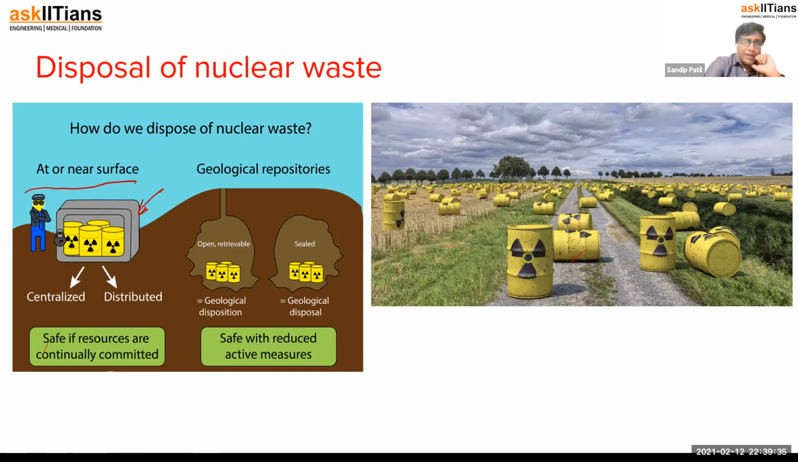Otherwise, what you can do is use geological repositories, okay? It means you have to dig into the earth and put this nuclear waste inside and seal it. Once its capacity is over, you have to seal it, obviously, right? This is open and retrievable. Retrievable means you can put more cans there, right? So this is how you can dispose of the nuclear waste.